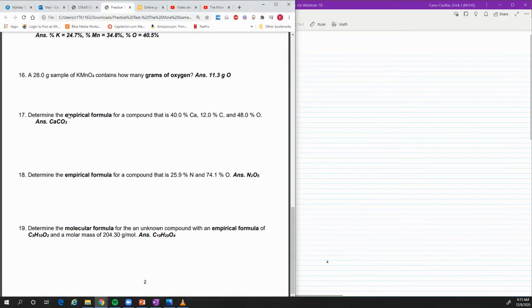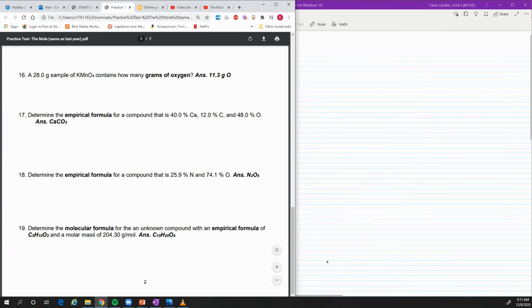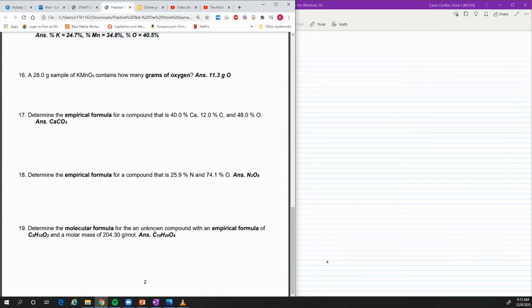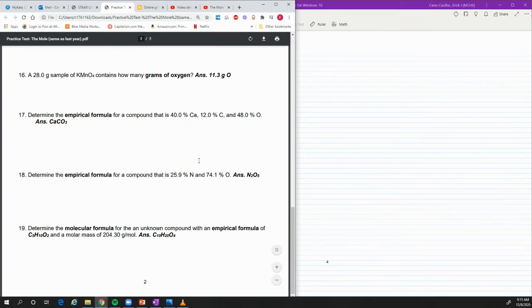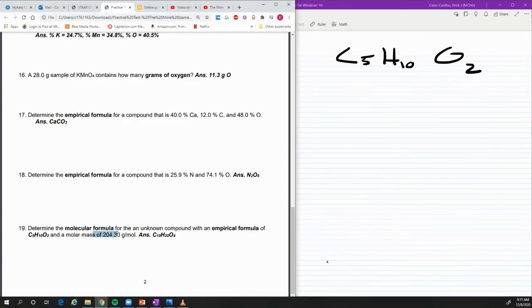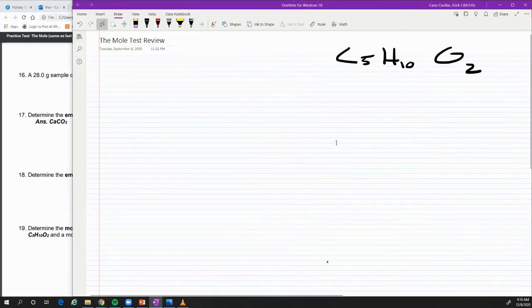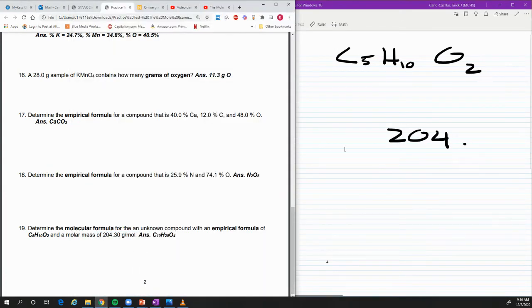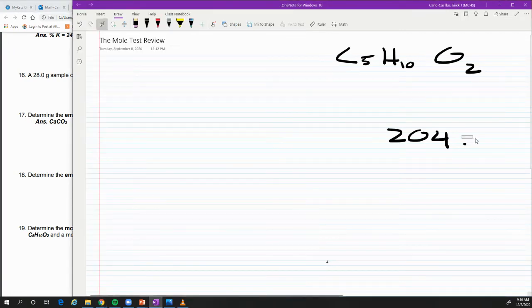All right, so let's go to the last one, number 19. Determine the molecular formula of an unknown compound with an empirical formula of C5H10O2. Molecular formula, and then it tells us the molar mass. So it tells us that our molar mass is 204.30 grams.